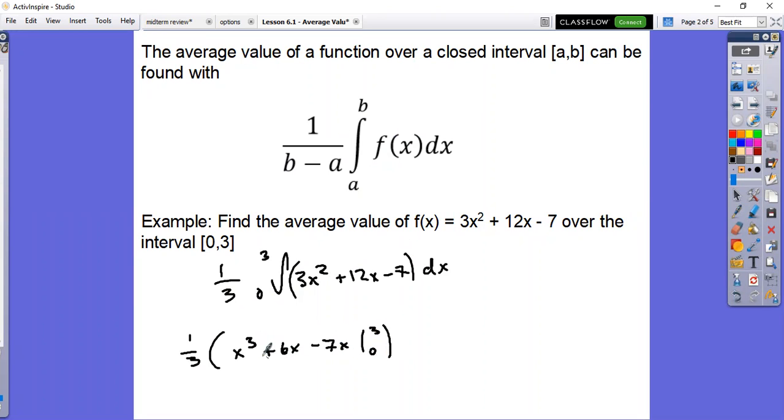There's really no point in me plugging in 0 because the whole thing is just going to be 0. So this is going to be 1/3 times 27 plus 54 minus 21. So 27 minus 21 is 6, plus 54 is 60, divided by 3 would be 20. So what this means is over this interval from 0 to 3, the average value of this function is 20.